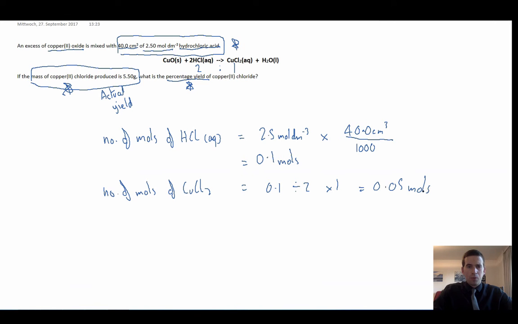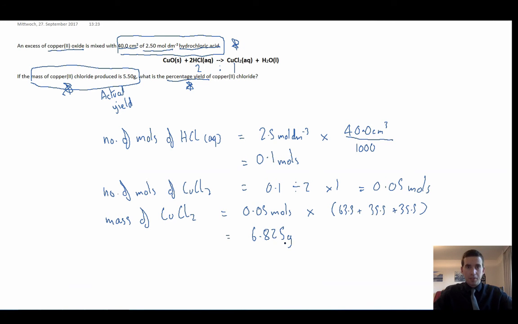Okay, so what we're going to do with these moles, we need percentage yield. We've already been given a mass, which is the actual yield. We need to work out the theoretical yield, so we need to convert this into a mass. So we have moles, as we saw in the previous example and in a previous video. To go from number of moles to mass, you multiply by the molar mass. So number of moles multiplied by the molar mass of copper 2 chloride. Stick that all in your calculator, you get 6.825 grams.